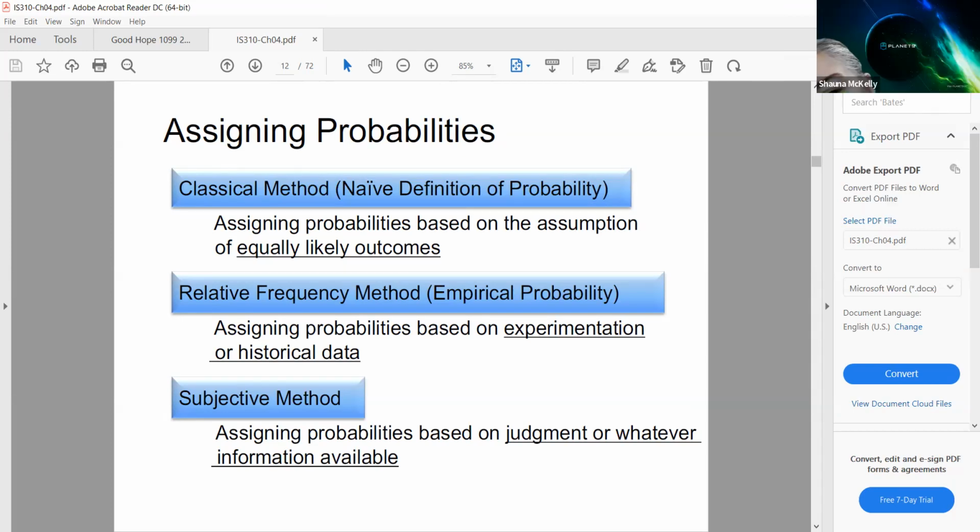Relative frequency probability is, I want to find out if these dice are loaded. So I'm going to roll the die 100 times. I'm going to actually do the experiment, right? I'm going to roll the die and calculate the data and see what the probabilities are and see if they agree with what I should get, enough for me to understand what the probability actually is.